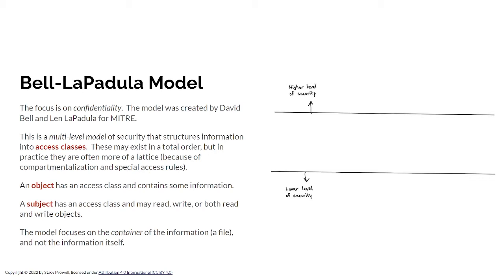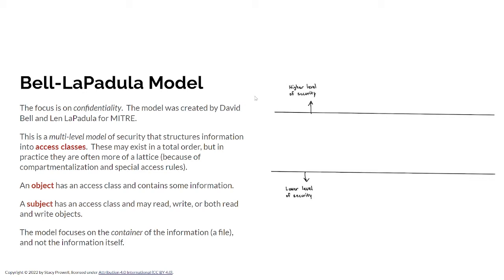An object has an access class and contains some information. It's a container for information. A subject has an access class and may read, write, or both read and write objects. So subject is the person, object is the thing holding the data, one way to think of it. And our model is going to focus on the container of the information, which probably is going to be a file. And this is an important distinction, not the information itself. Okay?